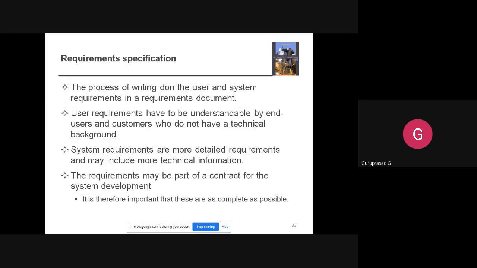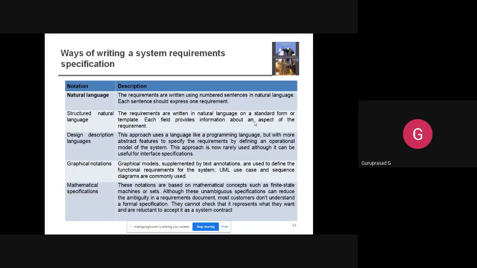Okay, the most common method of writing the system requirements is natural language. It is written there. Each sentence should express one requirement. But remember, as I mentioned, natural language will always lead to ambiguity. Why? Because the misunderstanding will be more when you use natural language to express the requirements. So actually some standard formats, some guidelines have been proposed.